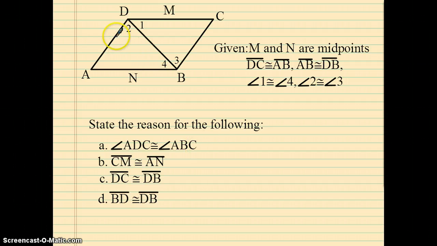So we're talking about this angle right here and this angle right here. Well, hopefully you made marks that 1 and 4 are congruent and 2 and 3 are congruent. So we can conclude that these are going to be congruent through addition.